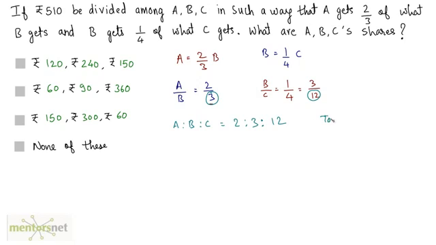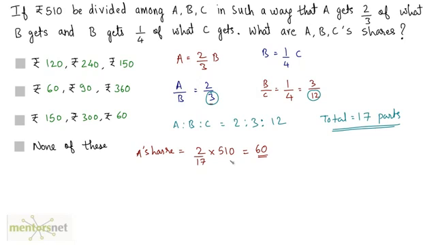So the total number of parts that we have here is 12 plus 3 plus 2. 12 plus 3 is 15 plus 2 is 17. So we have 17 parts here, right? Now A gets 2 parts out of those 17 parts, B gets 3, and C gets 12 parts out of 17. So A's share is 2/17 of this total amount, 2 by 17 times 510, and when you solve it, you'll get 60.